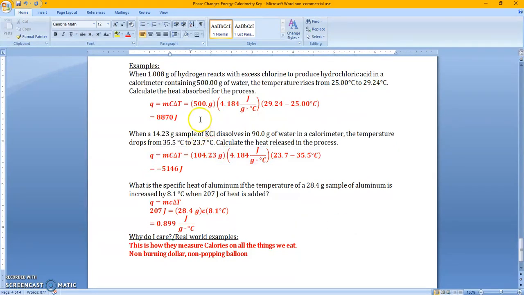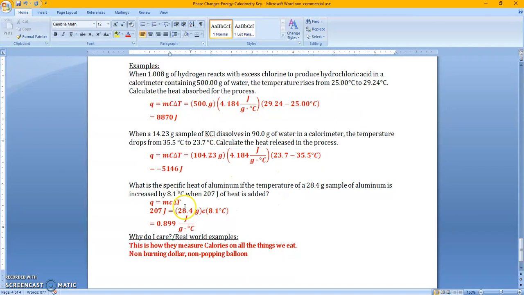So the key to using Q equals mcΔT is to make sure everything is the same. For instance, in this example, this is the mass of the water, specific heat of the water, and the change in temperature of the water. In this example, because potassium chloride dissolves in water, it becomes a solution. So I need to use the mass of the solution, the specific heat of the solution, which will be close to water because it's mostly water, and then the change in temperature of the solution.